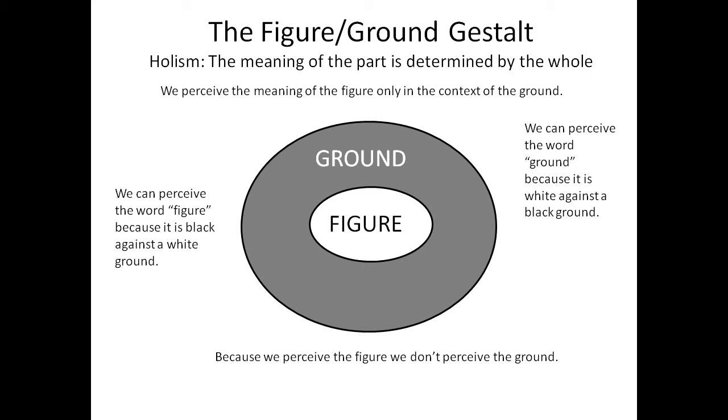We can perceive the word figure because it is black against a white ground. We can perceive the word ground because it is white against a black ground. Because we perceive the figure, we don't perceive the ground. I'll repeat that. Because we perceive the figure, we don't perceive the ground. The ground is the whole that allows us to perceive the figure.